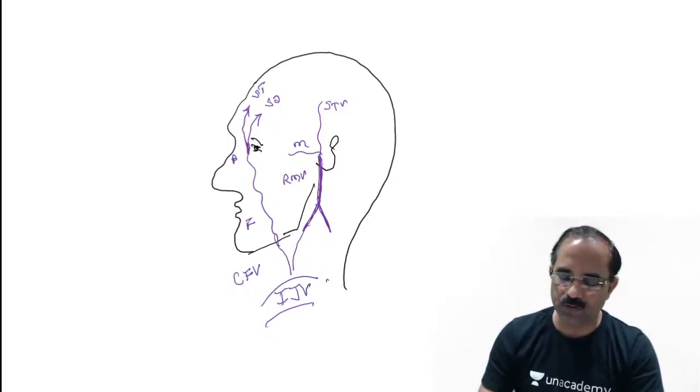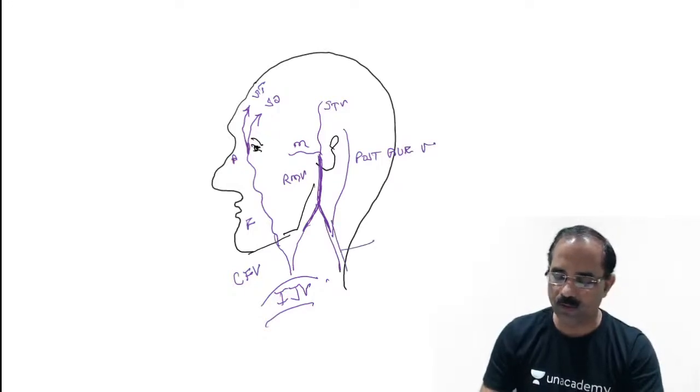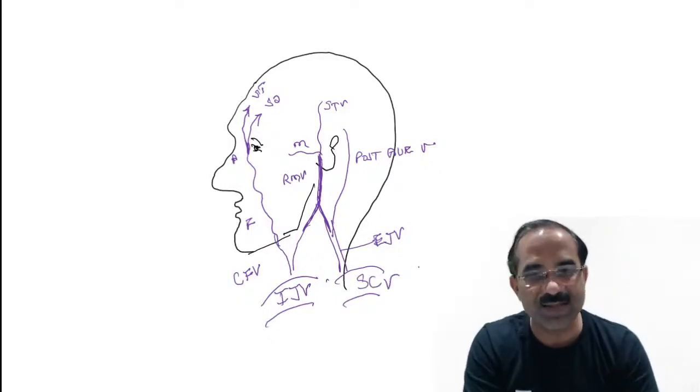The posterior division of retromandibular vein joins with, what is this? This is the posterior auricular vein, and now it forms a vein here. What's that? External jugular vein. It drains into the subclavian vein. I hope this is clear to you.